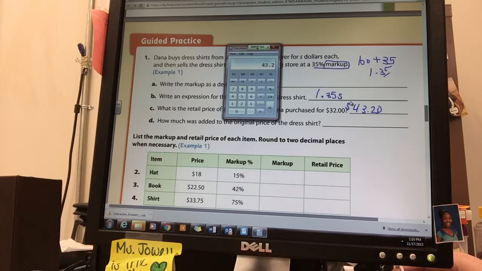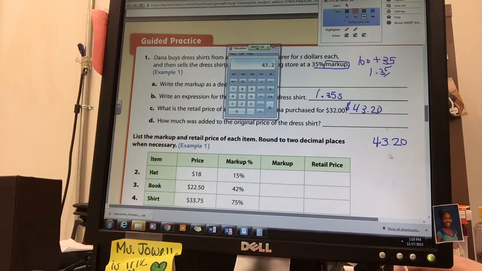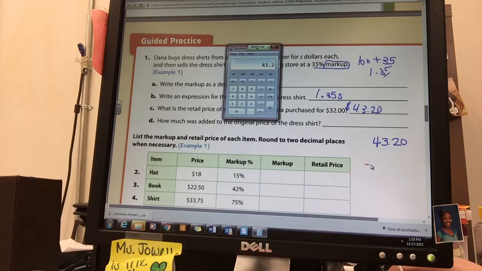Now the next question is, how much was added to the original price? Well, if the price is now $43.20, and originally the price was $32, I would just subtract that and it would tell me how much my price changed. And my price changed $11.20.